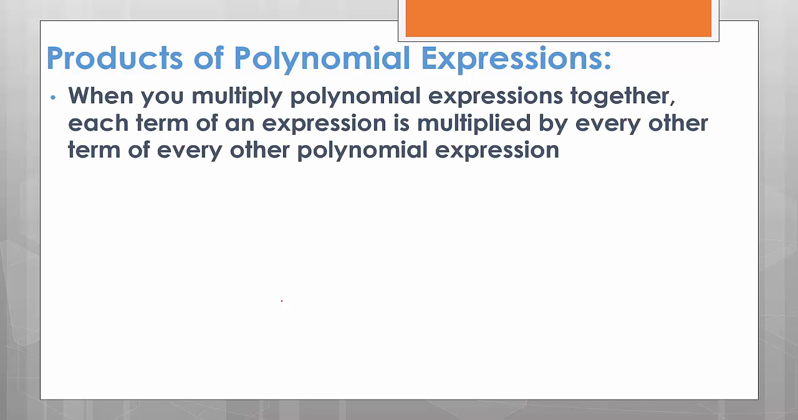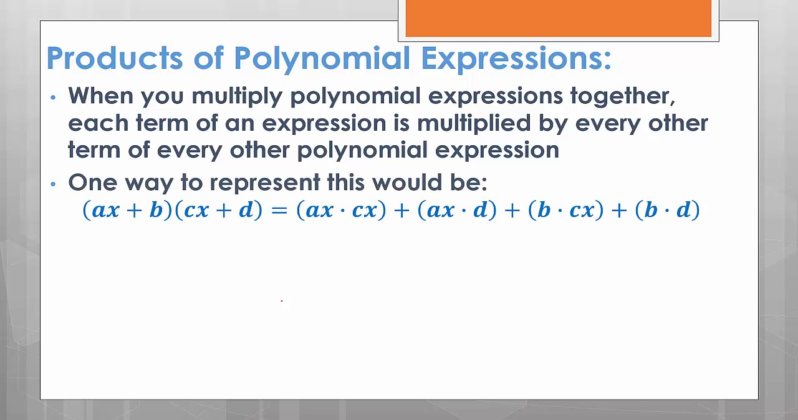Products of polynomial expressions. So this is where you're multiplying. Product means multiplication. When you multiply them together, each term of an expression is multiplied by every other term of every other polynomial expression. One way to represent this would be, let's say you had two binomials, ax plus b times cx plus d. You would take ax times cx, ax times d. We add those together. Then we would take b times cx and b times d. And we add all of those groupings together.